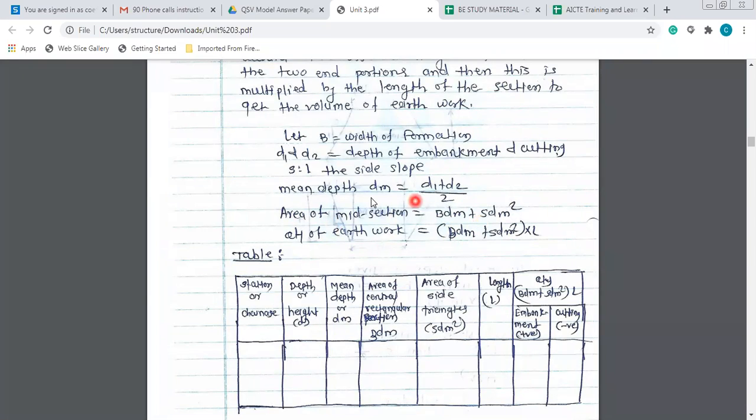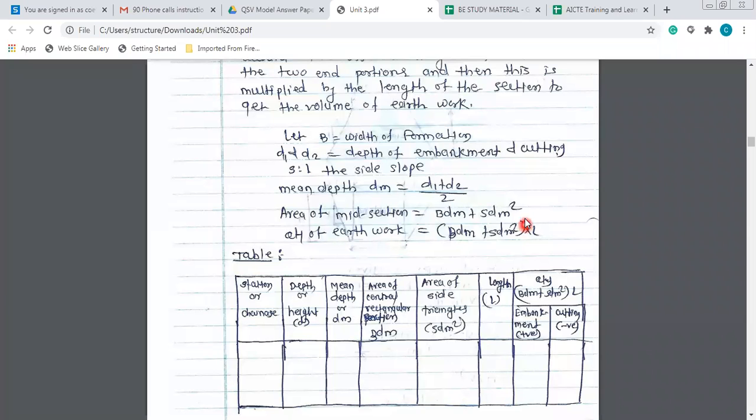So here we are considering the mean depth having the notation DM. So I'm slightly changing the formula as BDM plus SDM square. BDM is nothing but the area of the rectangular portion, and SDM square is nothing but the area of the two side triangular portions. Then the quantity of earthwork required using this method is nothing but the area of the midsection, BDM plus SDM square, multiplied by the length. Okay, now this is the formula that you have to use. Is everyone getting the formula, how to calculate the area and how to calculate the earthwork?